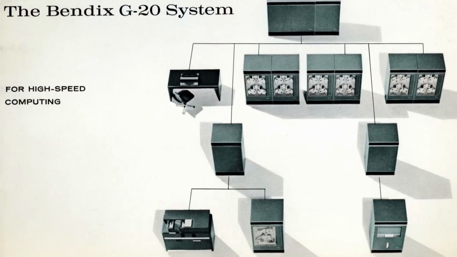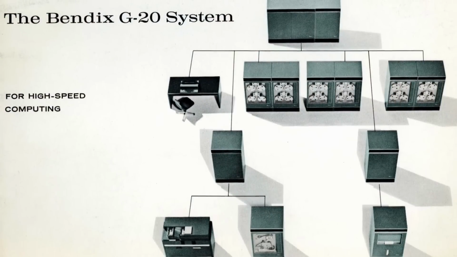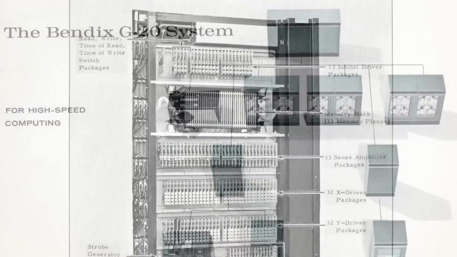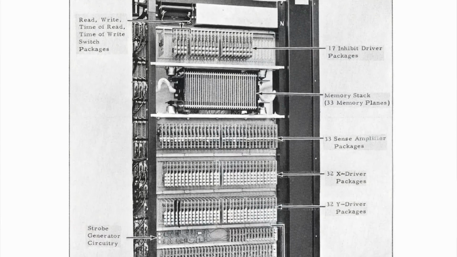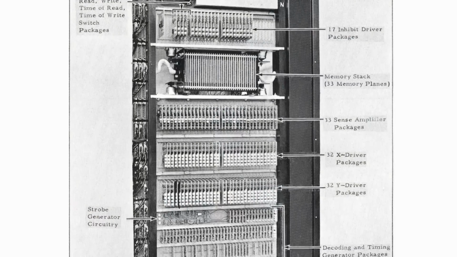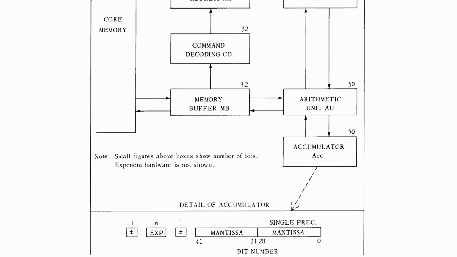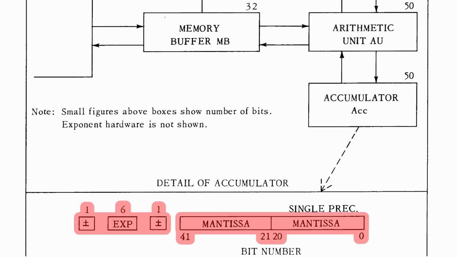The follow-up to the G-15 was the Bendix G-20. This was now a fully transistorized machine that used core memory. It's a little difficult to pin down the size of the words that were used because it's all over the board. It uses anything from 15 bits to 32 bits to 50 bits. The arithmetic unit in particular is now doing math on 42 bits at a time, and that's going to play a very important role when we get to the full adder.